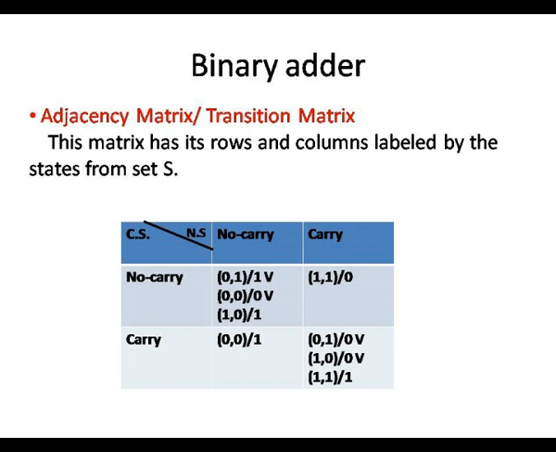Now the next representation of this example for the binary adder is the adjacency matrix. This matrix has its rows and columns labeled by states from set S. At the intersection of the ith row and jth column in the matrix, there is an input symbol from set I which causes the transition from the current state Si to the next state Sj, followed by punctuation and the output symbol from set O.